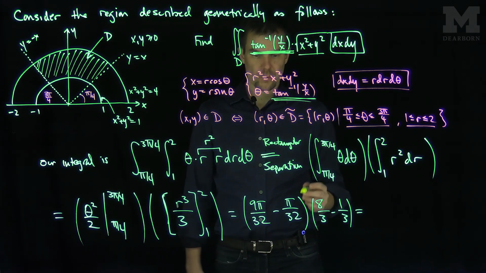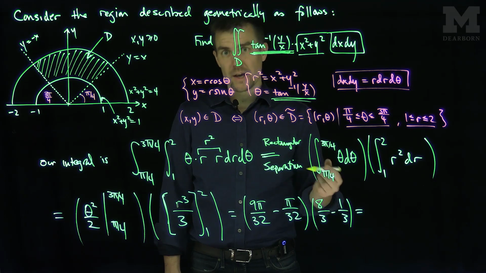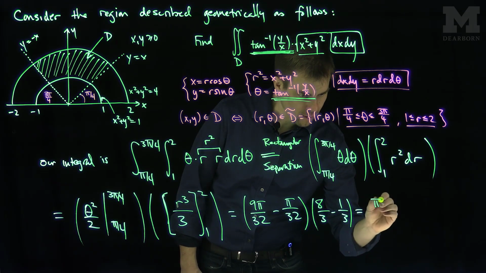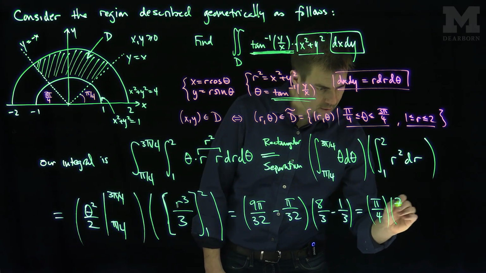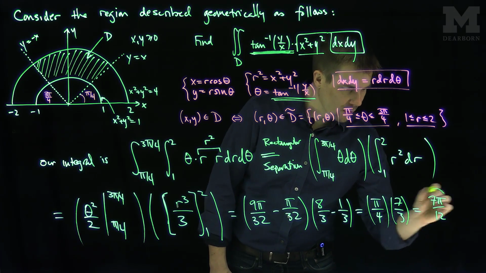So if we simplify this, what do we get? We get 8 pi squared over 32. Well, of course, 8 over 32 is 1/4, so this is pi squared over 4 for the first thing, and then times 7 over 3. So our final answer is 7 pi squared over 12.